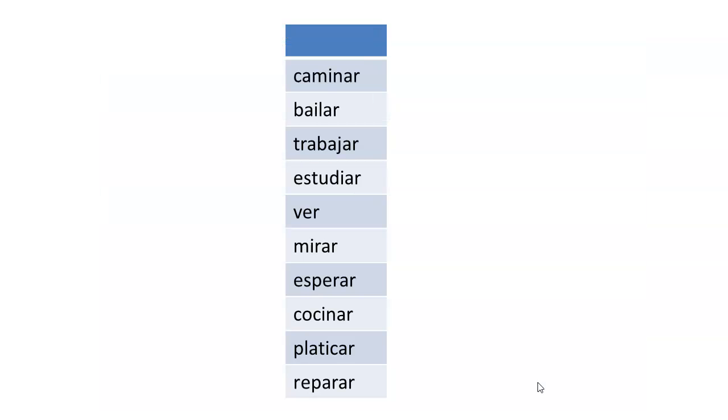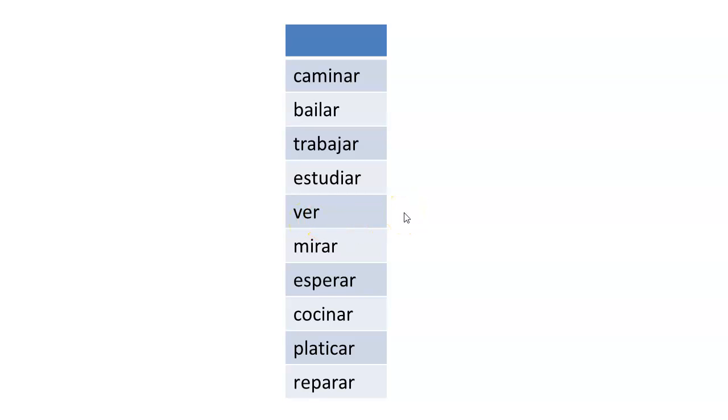So just a quick review on the participles. Let's just convert these infinitives to present participles. So caminar, caminando. So to walk, walking. Bailar, to dance. Dancing would be bailando. Trabajar, to work. Working would be trabajando. Estudiar, to study. Studying would be estudiando. Ver, to see.